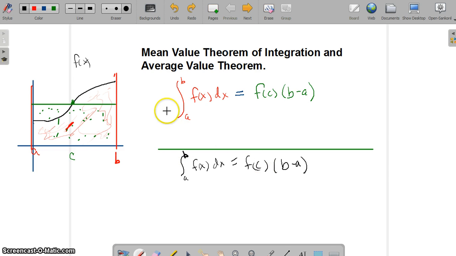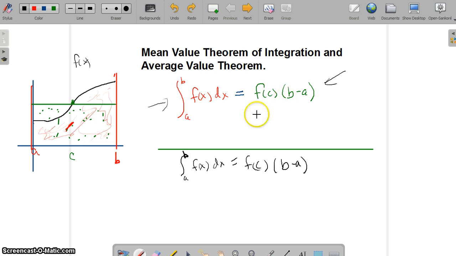So mathematically, this is what the mean value theorem says. The red is the area underneath f of x, that's the curve. The green is the area of that rectangle. The height would be f of c, this point on the function at c, and the width would be b minus a. So that's the area of the rectangle, and this is the area under the curve. That's what the mean value theorem says.